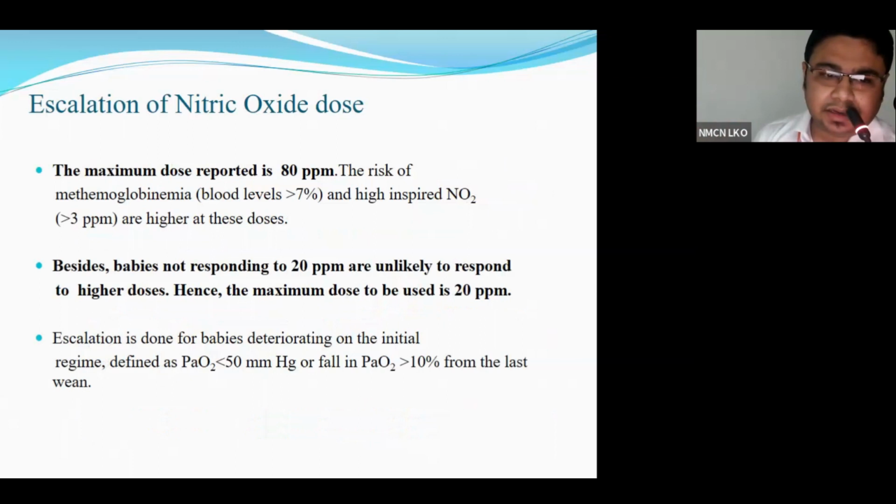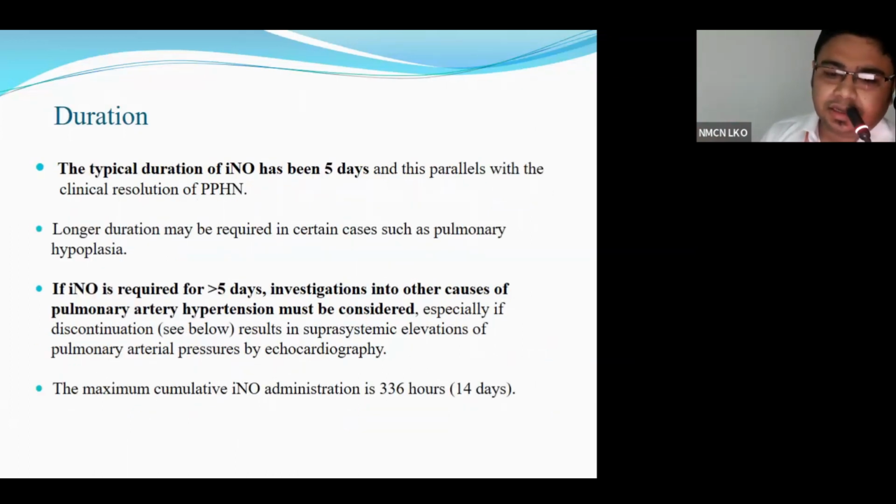So when we escalate, as I told you, we can go to a maximum of 80, but there are risks of methemoglobinemia. As I already told you, usually the optimal dose and the maximum dose is around 20 only. The duration is typically 5 days. If you are requiring nitric oxide for more than 5 days, then we have to investigate for other causes also. And the maximum duration of iNO studied in all the trials has been around 14 days.